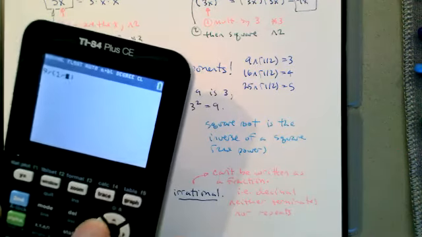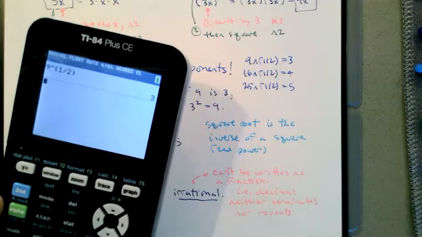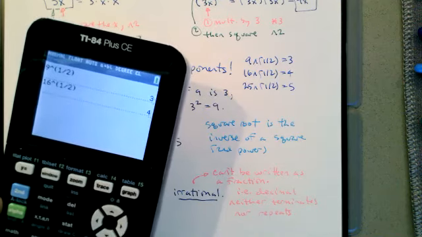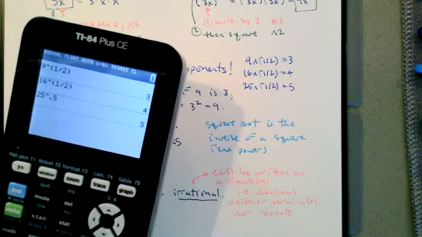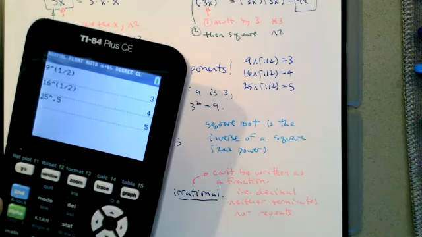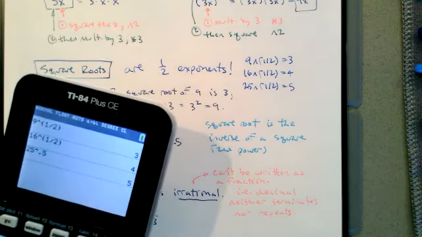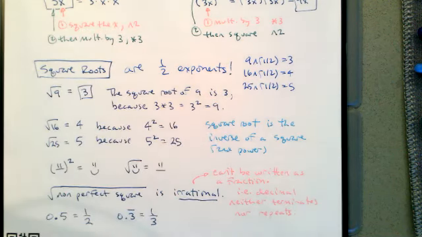Although I have to ask it the right question. 9 to the 1/2 power, 3. 16 to the 1/2 power, 4. 25 to the 1/2 power, 5. Square root is the inverse of a square. Square roots are 1/2 exponents.